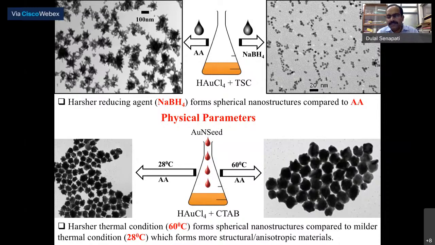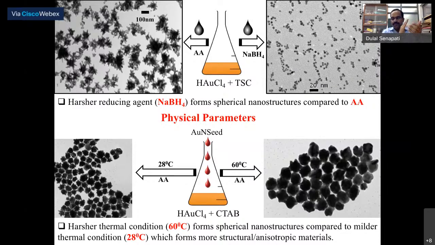The only thing I'm changing is from a strong reducing agent to a weak reducing agent, and that itself gives a different shape of the nanoparticle. So those are the chemical things we can vary. So what are the chemical things we found?